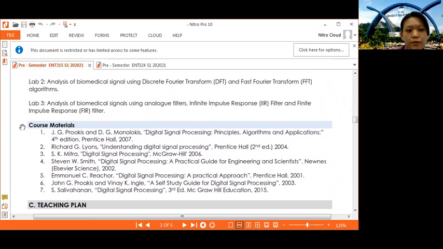This is the course material. For your reference, you can refer to these 7 books, and you can find the information about this subject in those books.